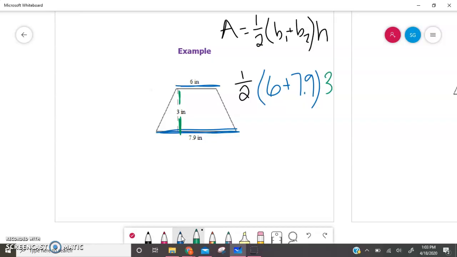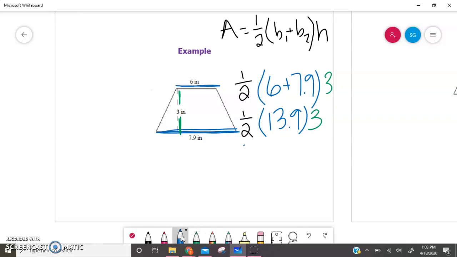Which step should we do first? If you said add, you are correct. So when we add 6 plus 7.9, what do you get? If you got 13.9 or 13 and 9/10, you are correct. The next step would be to multiply. If you don't like fractions, remember that you can change 1/2. What can you change 1/2 to? Yes, 0.5.